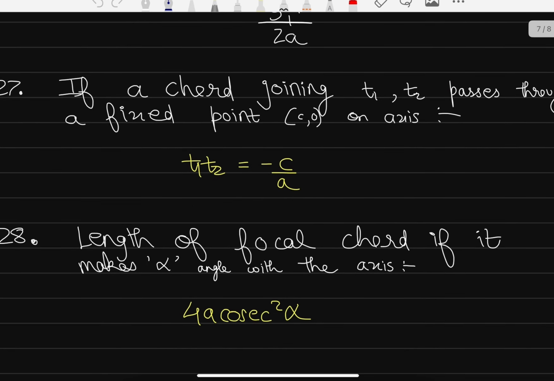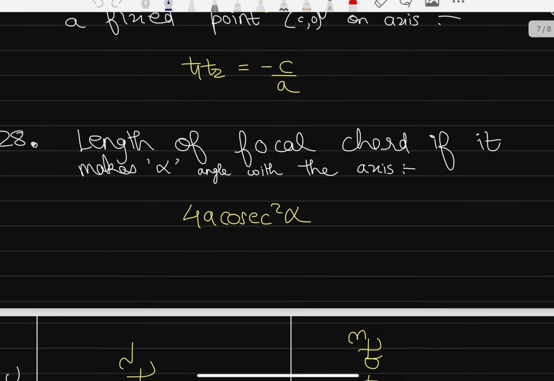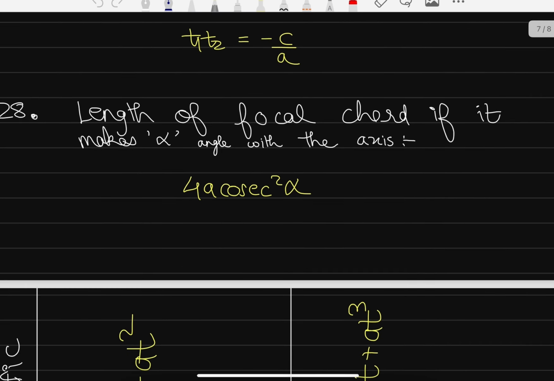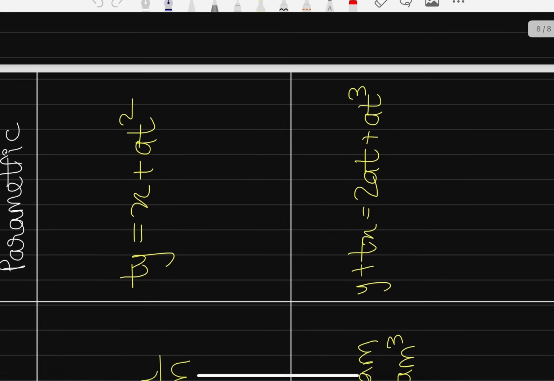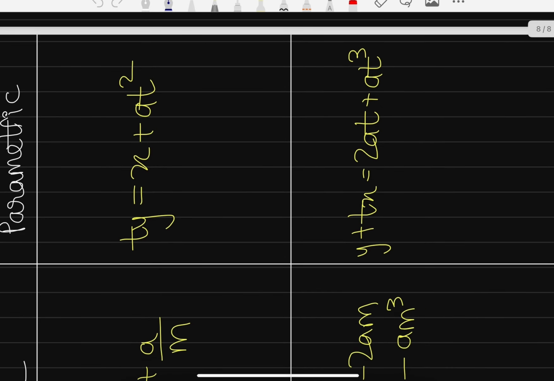Next property, if a chord joining T1 T2 passes through a fixed point (C, 0) on the axis, then T1 T2 equals minus C by A. So in this property, if we replace C by A, that is a focal chord, we get T1 T2 equal to minus 1. The length of a focal chord, if it makes an angle alpha with the axis, is 4a cosec squared alpha.